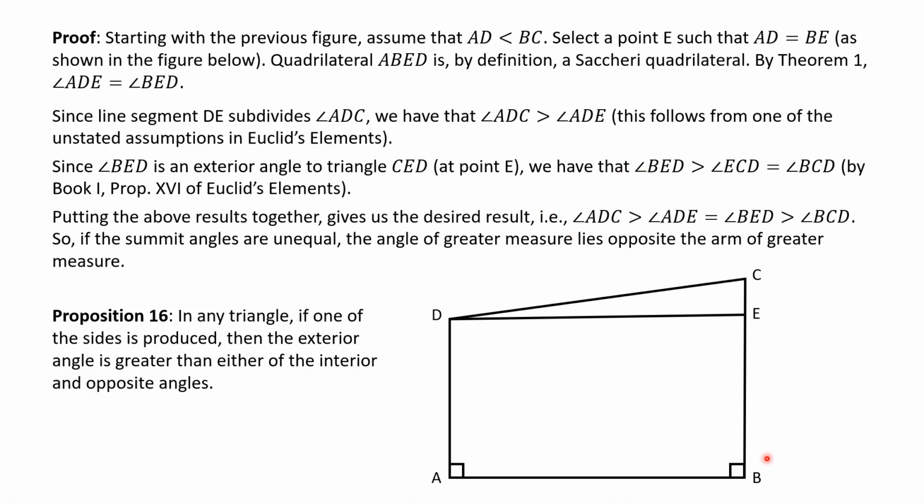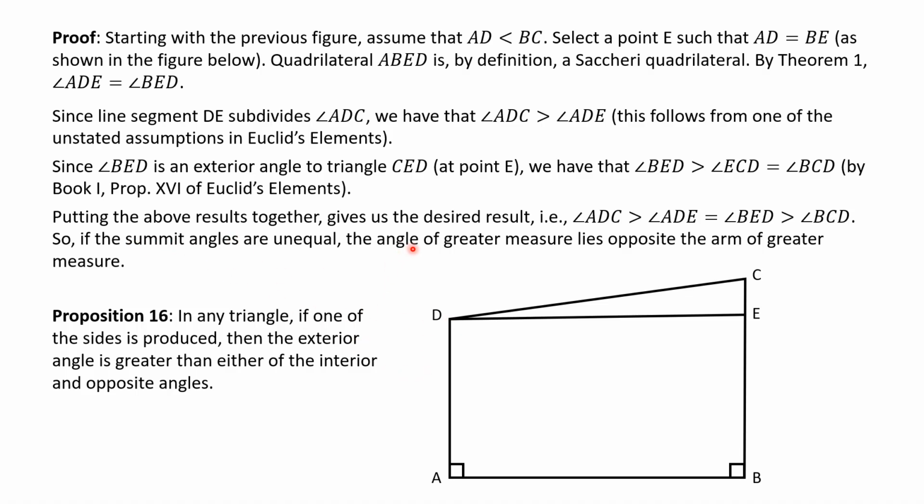So we have that BED, this exterior angle to the triangle, is greater than ECD, which is the same as BCD, just written here. Then we can put together these equalities and inequalities. We have that ADC is greater than ADE, which we proved up here, and ADE equals BED, and then BED is greater than BCD. So in other words, ADC is greater than BCD. And that's what we wanted to prove going in one direction.